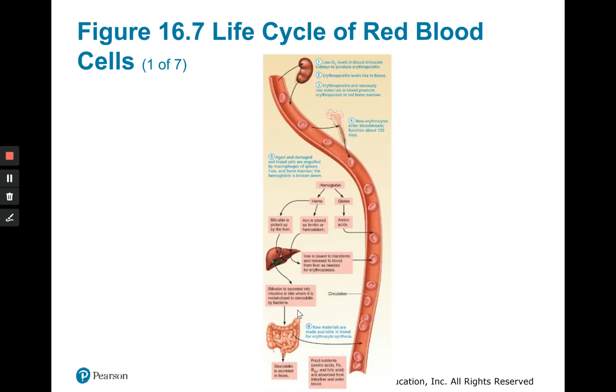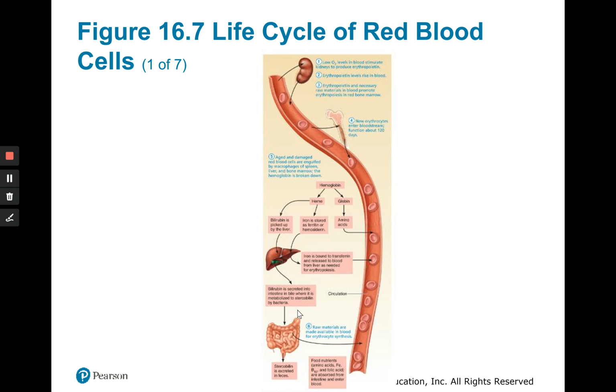So that process is listed here. We have step 1 at the top, where low oxygen levels in the blood stimulate the kidneys to produce erythropoietin. Step 2, erythropoietin levels rise in the blood. Step 3, erythropoietin and necessary raw materials in the blood promote erythropoiesis in red bone marrow. Step 4, new erythrocytes enter the bloodstream, and erythrocytes function for about 120 days.